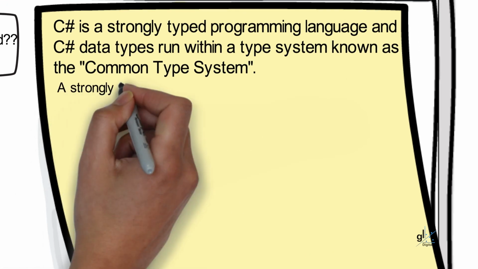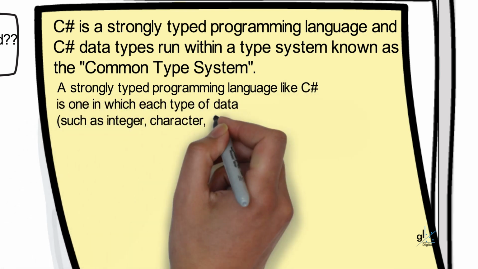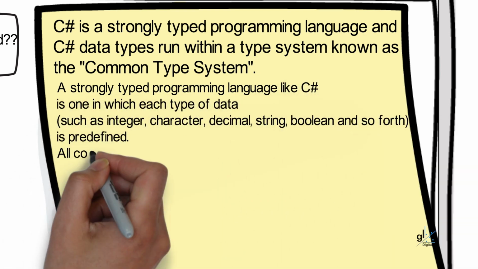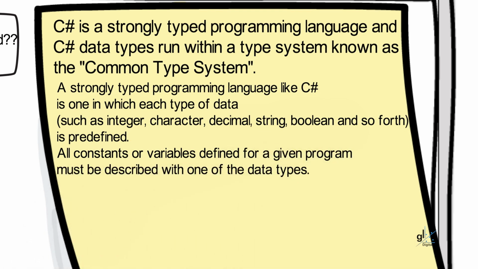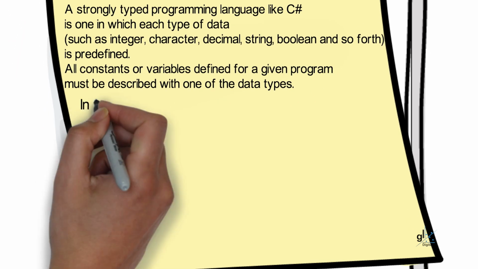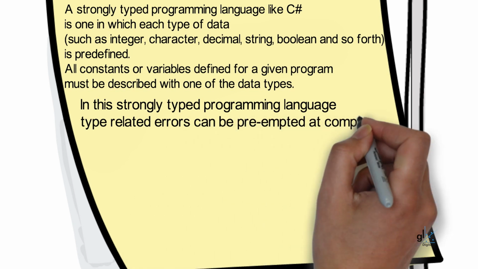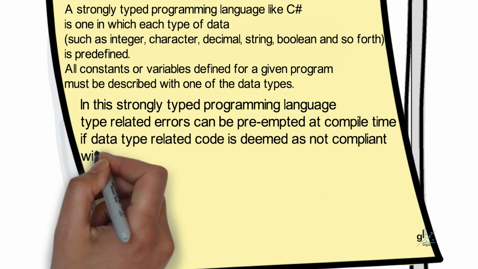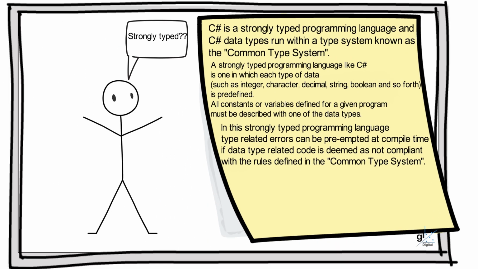A strongly typed programming language like C# is one in which each type of data, such as integer, character, decimal, string, boolean, and so forth, is predefined. All constants or variables defined for a given program must be described with one of the data types. In this strongly typed programming language, type-related errors can be preempted at compile time if data type-related code is deemed as not compliant with the rules defined in the common type system.